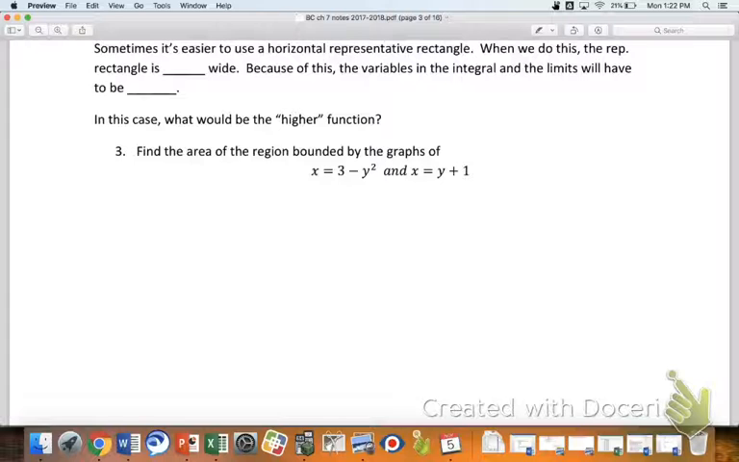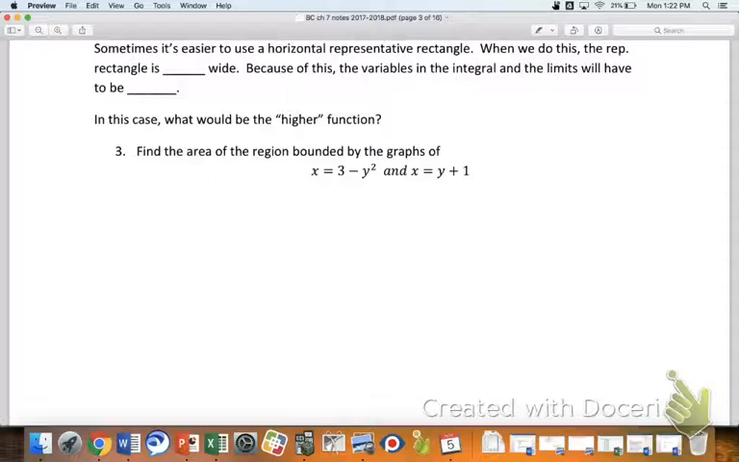And this is where people sometimes will get really out of their comfort zone because everything's always been in terms of X. And it's always been a vertical representative rectangle. I totally get why that's your comfort zone because we do that a lot. But the truth is, if you understand that a definite integral is simply an infinite accumulation of really skinny things, it doesn't matter if the skinny things are vertical or horizontal, right? You're still accumulating either from bottom to top or left to right, but you're still accumulating over an interval.